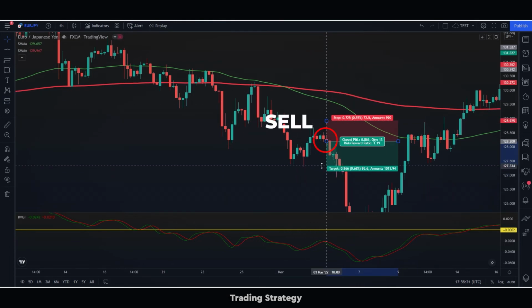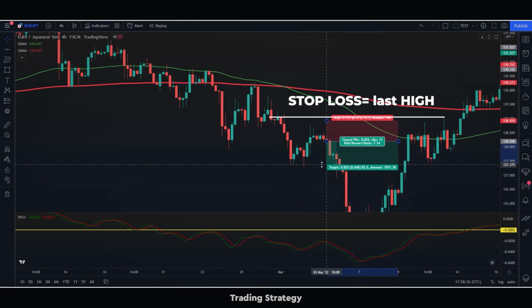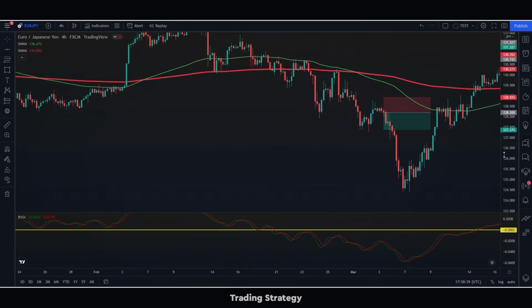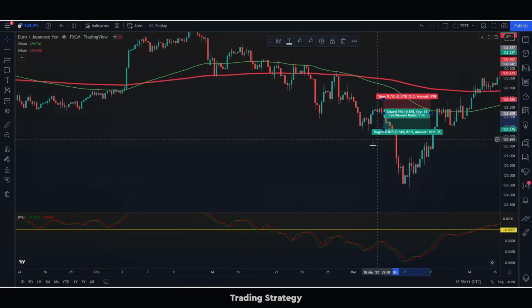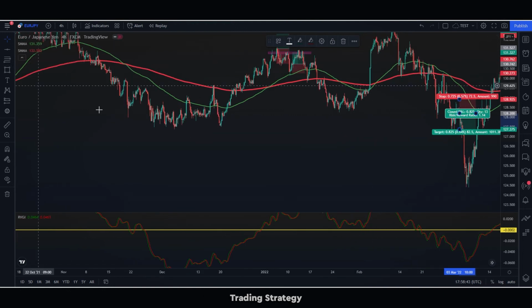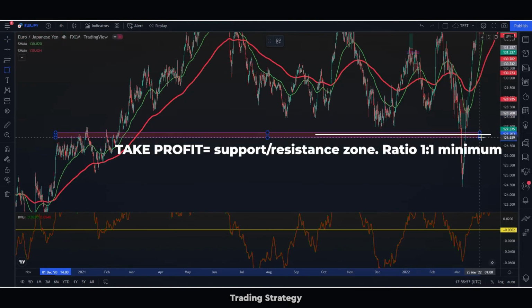We will place our stop loss at the last high and our take profit at the support and resistance zones. As long as we have a risk-benefit ratio of at least 1:1, this means that we risk 1 to get 1.